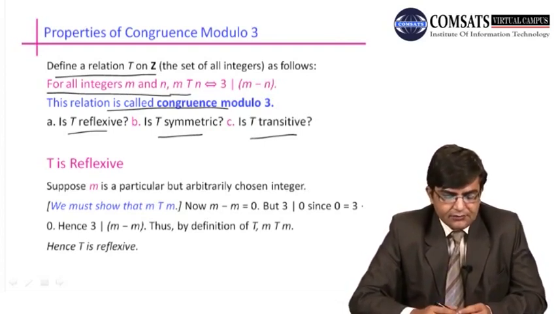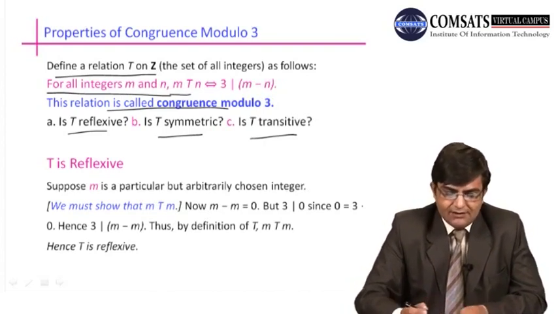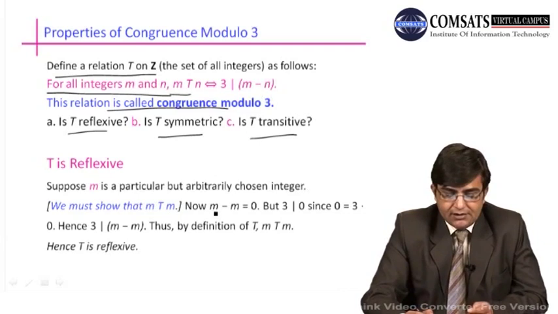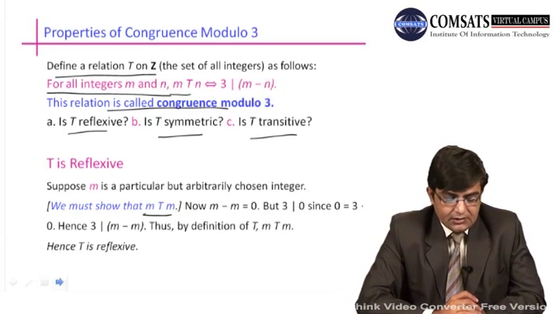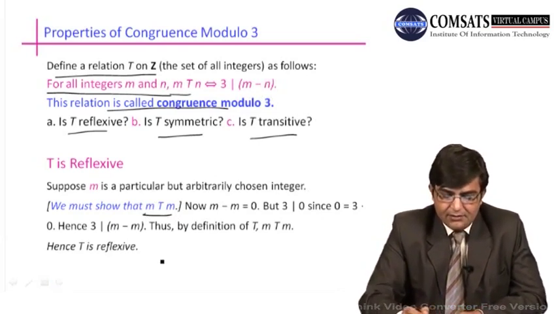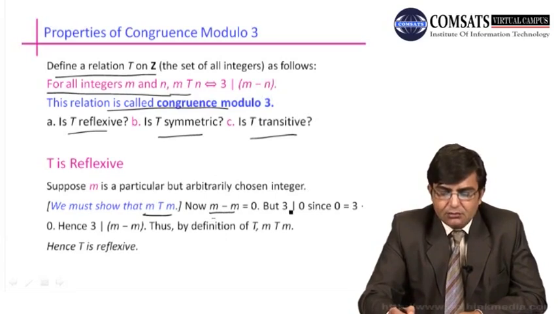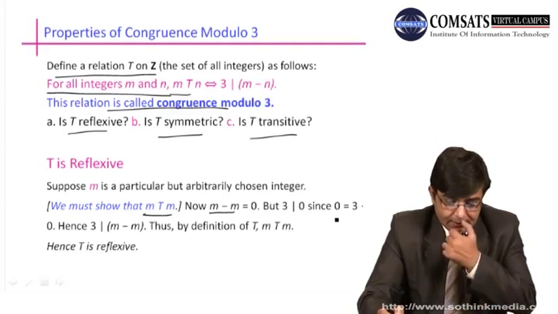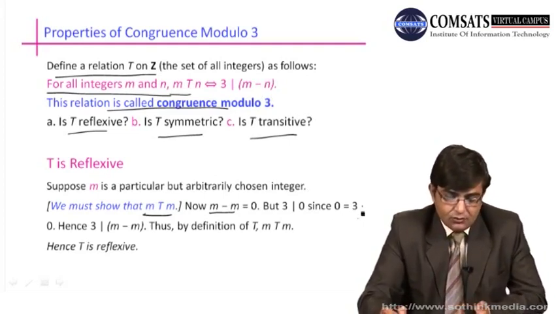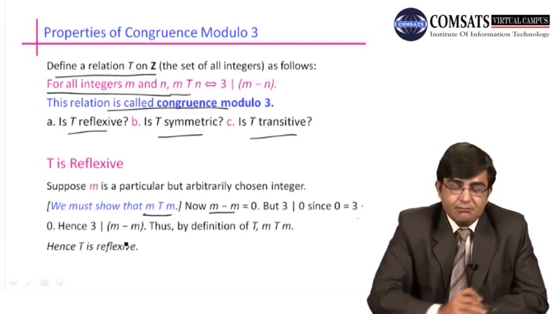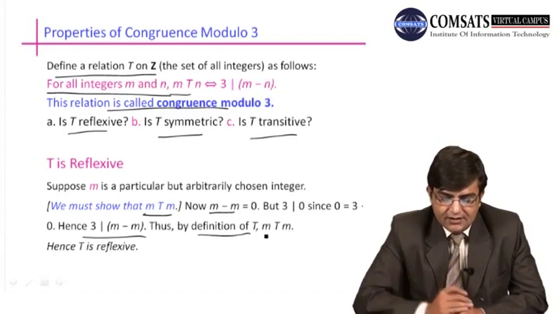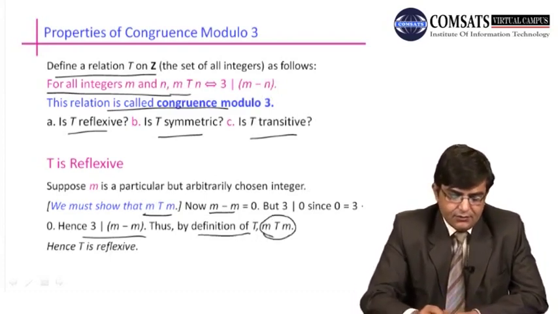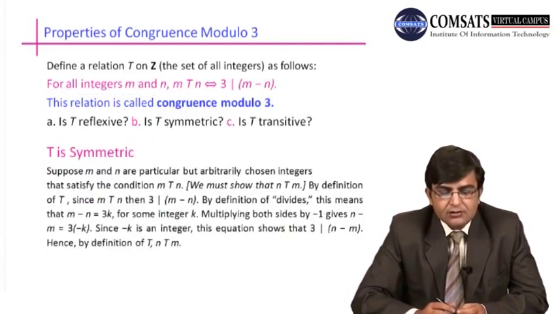You can see here that T is reflexive, because we have to show that m is related to m. Here m minus m is 0, and 3 divides 0, since every number divides 0: 0 is equal to 3 times 0. Hence 3 divides m minus m. Thus by definition of T, m is related to m under the relation T. Therefore T is reflexive.